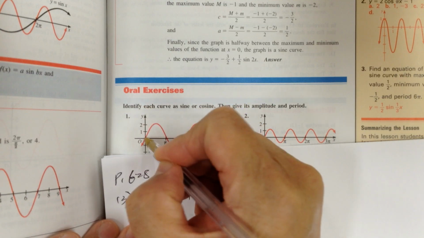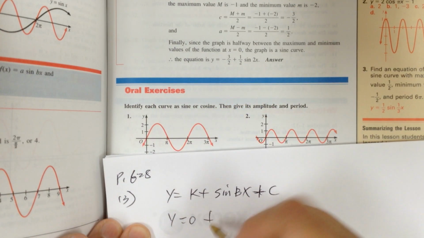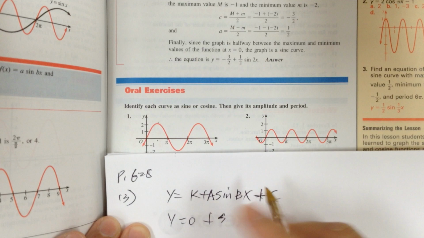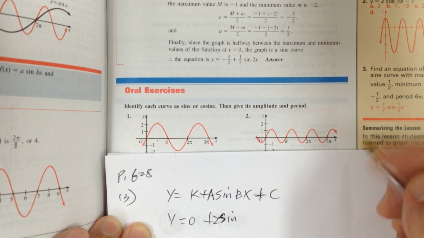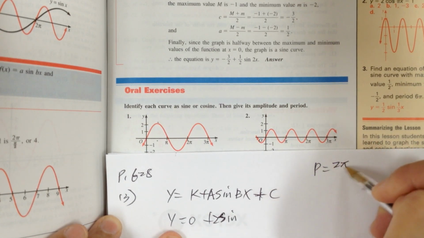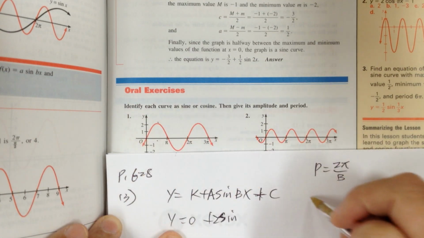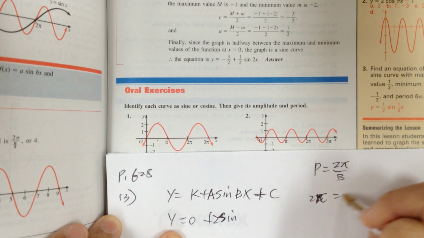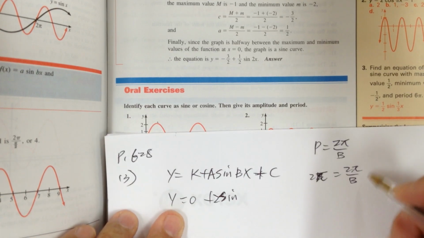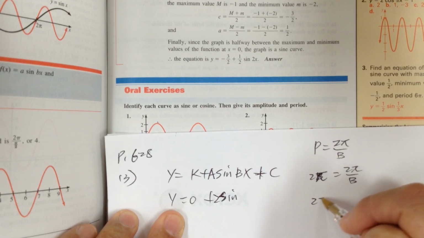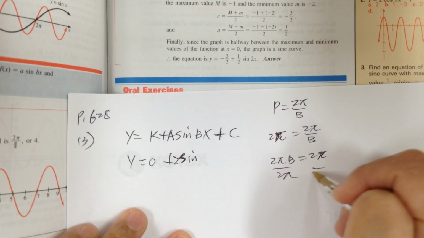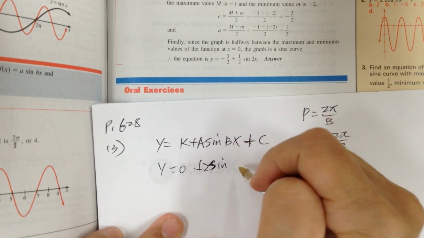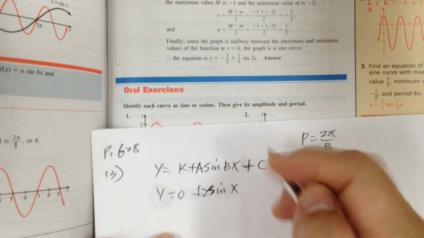From here, notice the up and down, it starts at 0, so k equal to 0, and it goes down by 2, so it'll be 2, missing an a over here, so a equal to 2. And b: period equal to 2 pi over b, and over here the period is equal to 2 pi. So you can see that b equal to 1. You can cross multiply and divide by 2 pi, so b equal to 1. So b is just x, and over here there's no shift, so plus 0.